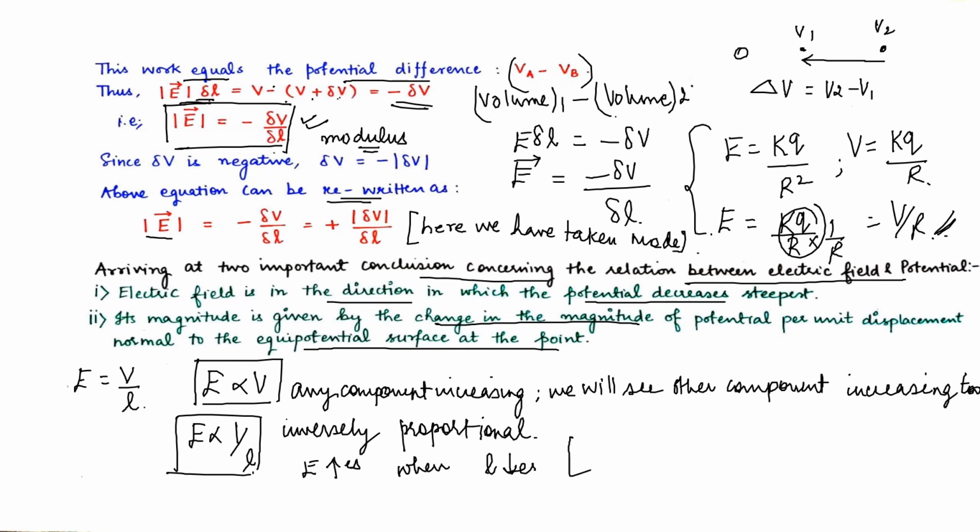So let's just go through these important conclusions once again. Electric field is in the direction in which the potential decreases steepest. Electric field will always go in the direction where there is decreasing potential. So it will be easy for the electric field to be uniform. If potential and electric field are in the same flow, then this is the E, and the potential is also uniform over the given surface. So this E will remain uniform for a given surface.